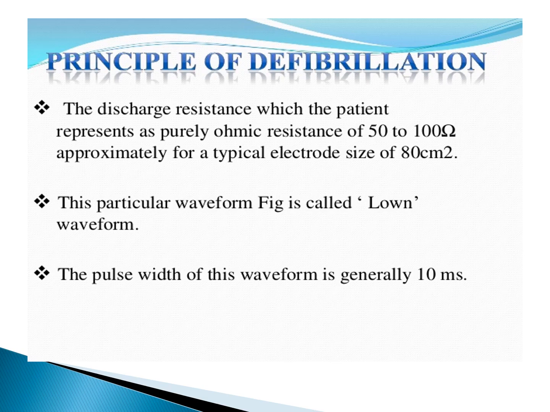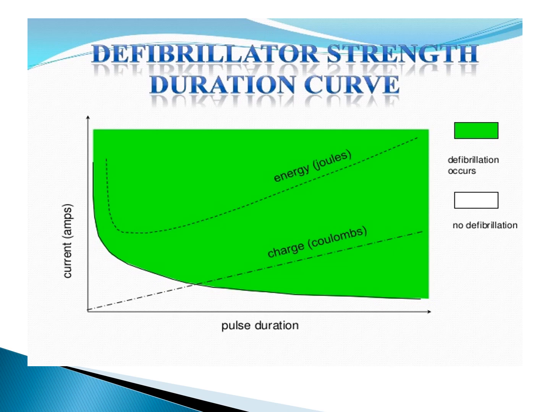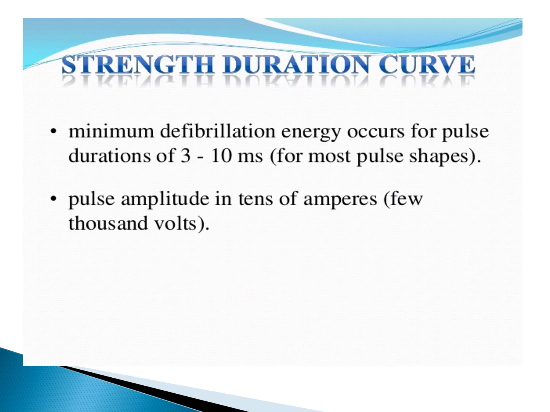The pulse width of this waveform is generally 10 ms. And here you can see the defibrillator strength duration curve. So we will be calculating the current, energy, and the pulse duration: how many joules we are selecting and how much charge we are giving.